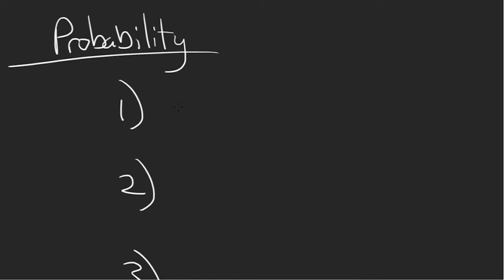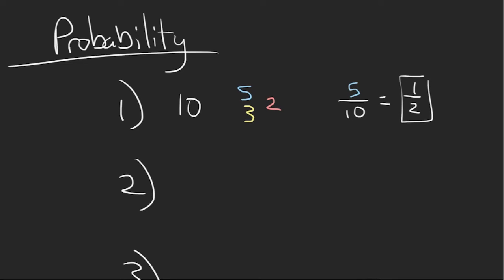So the question usually says, you have a bag of 10 marbles, 5 of them are blue, 3 of them are yellow, and 2 of them are red. And the question says, what are the odds that you'll get a blue one if you pull a marble out of the bag? So you say, alright, we have 10 total marbles, and we have 5 chances of getting a blue marble. So your odds are 5 out of 10. So that simplifies to 1 out of 2, and that's your answer.